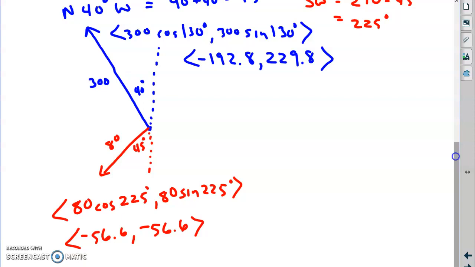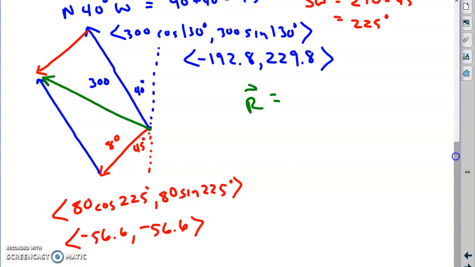All right, we've set it all up. We're ready to find our resultant now. How do we find resultants? I like the parallelogram method. I'm going to repeat my vector red and vector blue. I'm going to draw in my resultant, vector green. I'm going to find R by adding U plus V, U plus V.